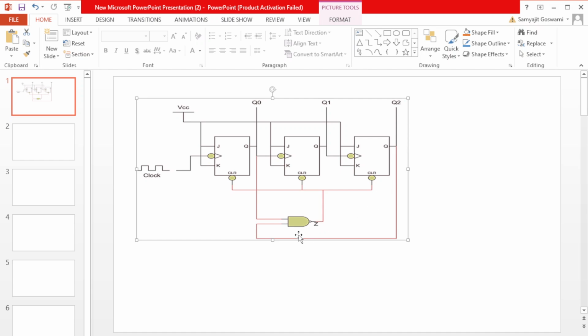Okay, now what is this part? There is a NAND gate. So now I am describing how to design the mod n counter.